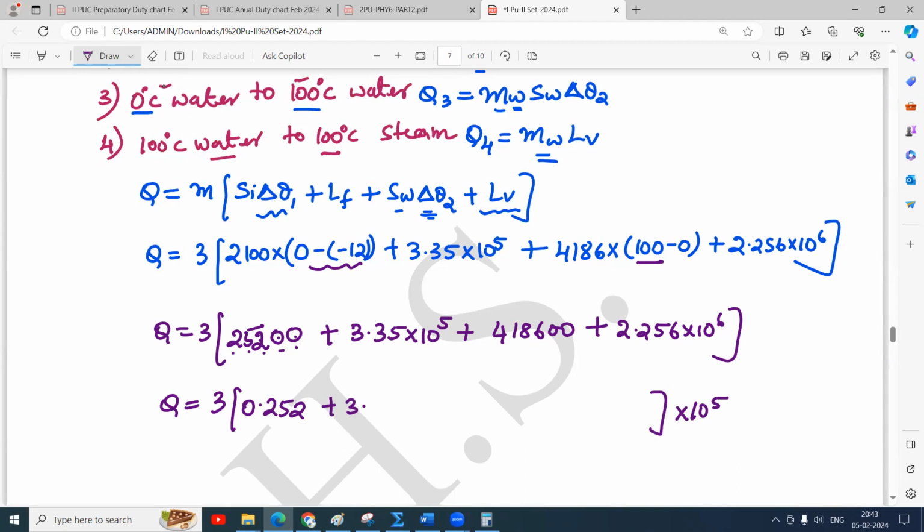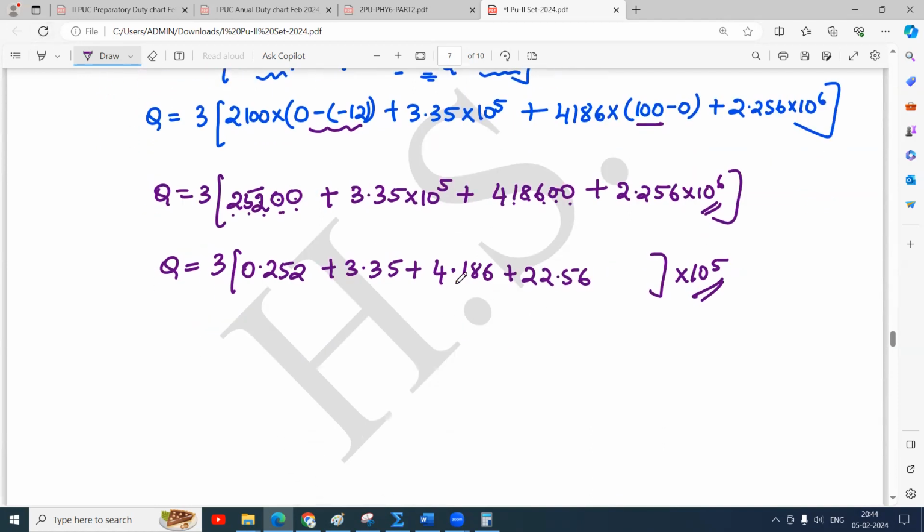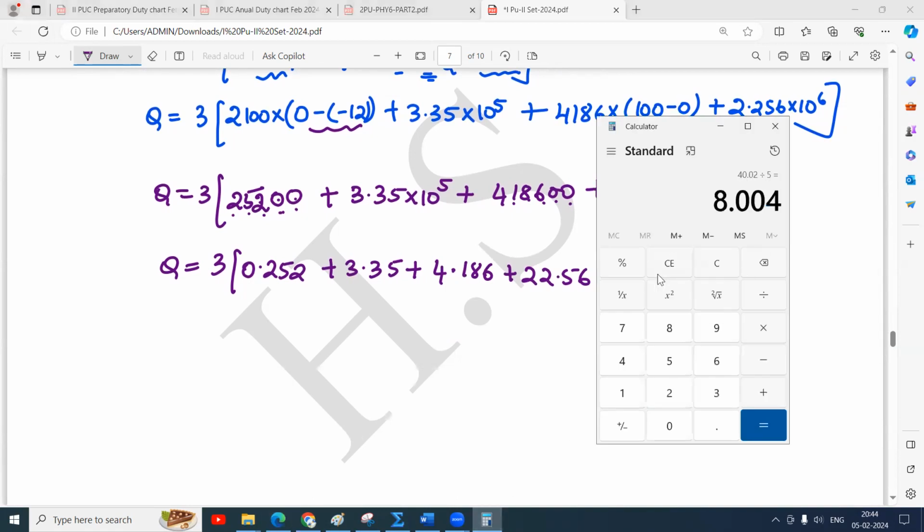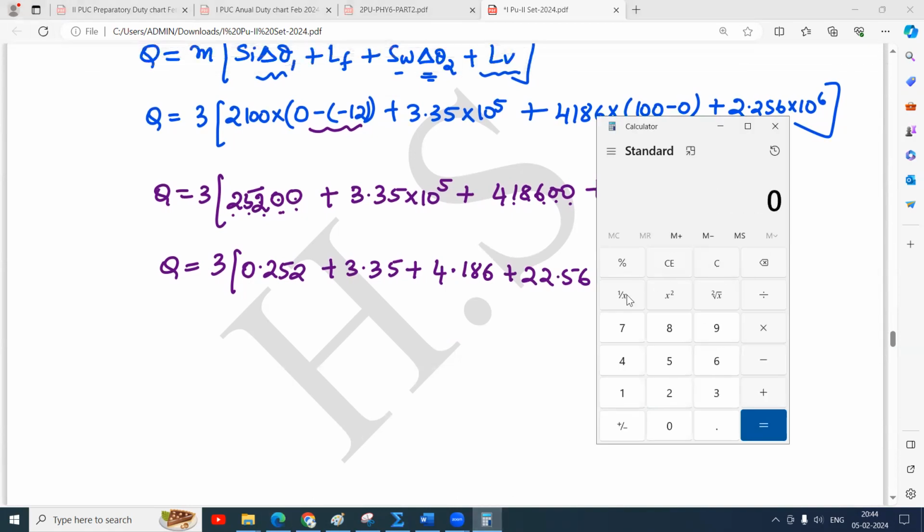Plus, this is however in 10 to the power 5, 3.35, plus 4.186 into 10 to the power 5, plus, if I want to write this as 10 to the power 5, I would write 22.56 into 10 to the power 5. Everything is having 10 to the power 5. So what is the answer? So you use the calculator. Clear? Okay, it has to be used now.